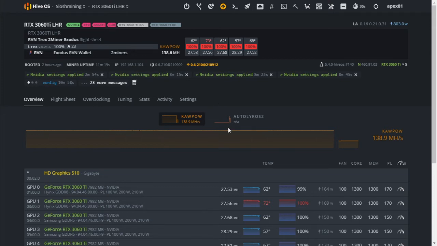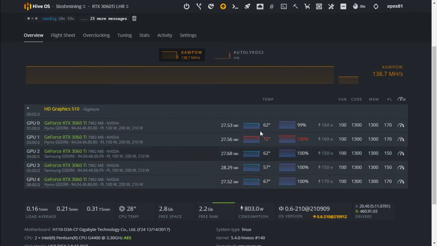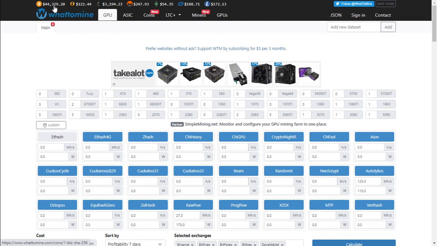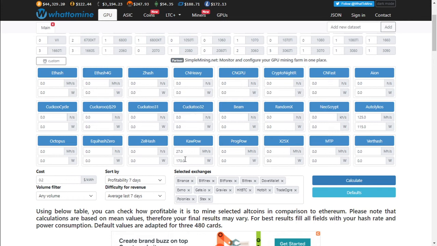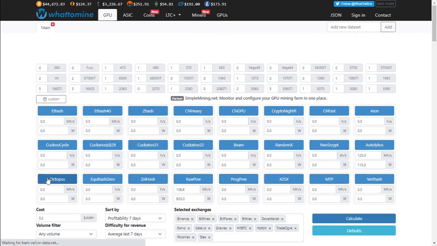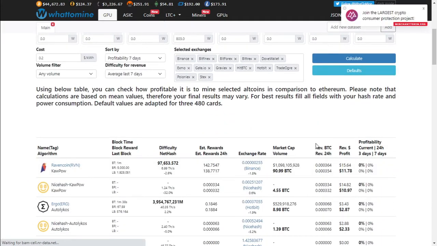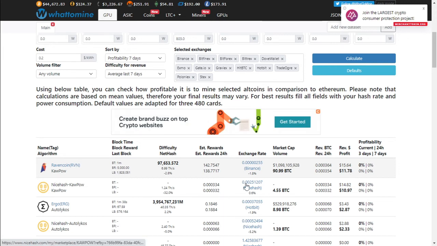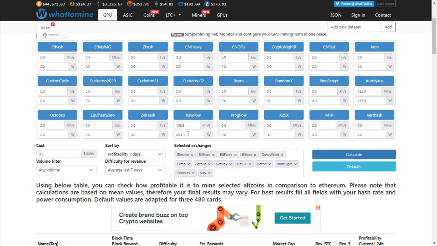Mining at 138 megahash per second at 803 watts. Bitcoin is currently trading at $44,000. Ethereum is just under $3,200. And Ethereum Classic is at $54. So let's take a look at what we're mining with. We got 138.6 megahash per second at 803 watts. We are using 20 cents USD per kilowatt. And Ravencoin comes out at $11.78 after electricity. We're earning about 138 coins per day. Just remember that 803 watts is only for the graphics cards.